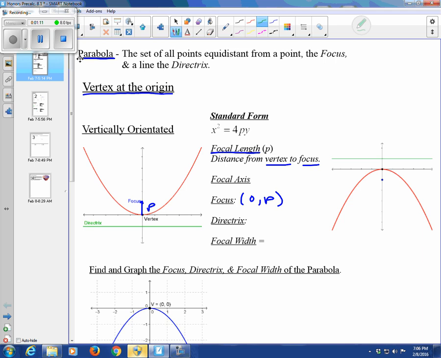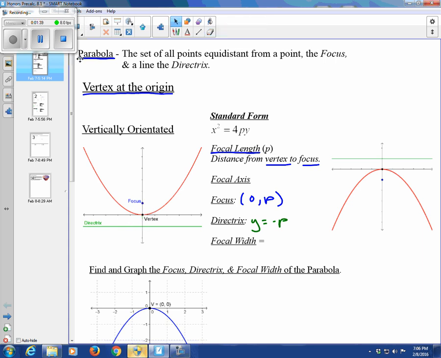We know that the vertex has to be equidistant from the focus and the directrix. So right here, we know that the directrix is going to be that distance p in the opposite direction, which gives us the equation for the horizontal line of the directrix as y equals negative p. So right here, we've got our focus and our directrix defined both with that focal length of p.